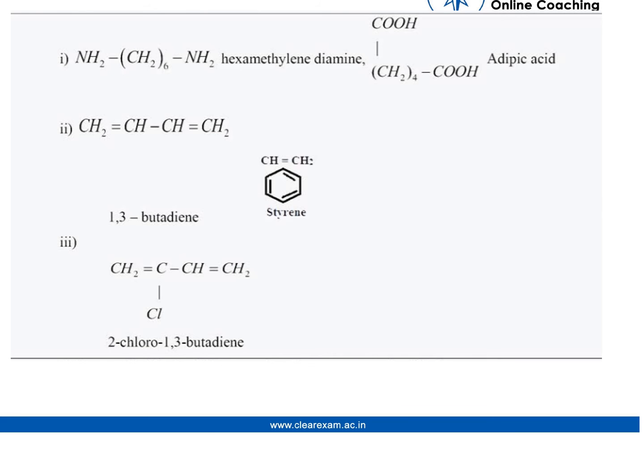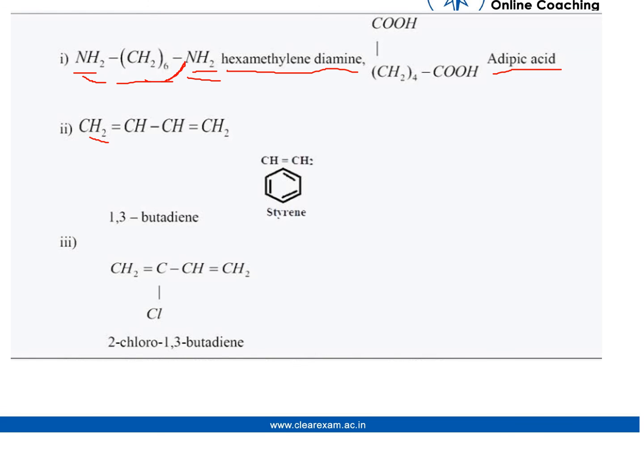Coming to the next question, NH2, (CH2)6, NH2 is hexamethylene diamine. Diamine because it has two NH2s, and hexamethylene because it has six methylene groups. Next one, COOH, (CH2)4, COOH, its common name is adipic acid.